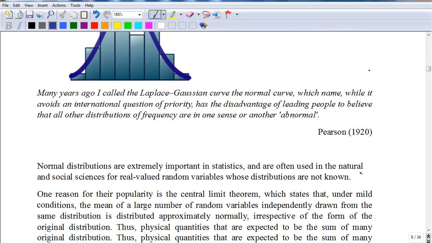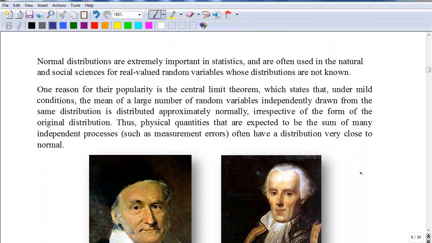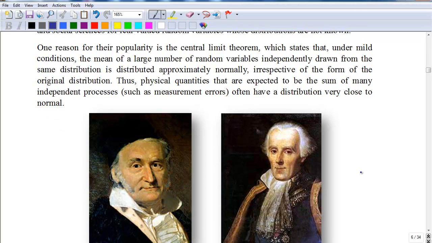Now, one reason for their popularity is this theorem called the central limit theorem, which states that under mild conditions, the mean of a large number of random variables independently drawn from the same distribution is distributed approximately normal. Now, this is regardless of the form of the original distributions where the random variable comes from. You will see later in this chapter why this theorem is so powerful.